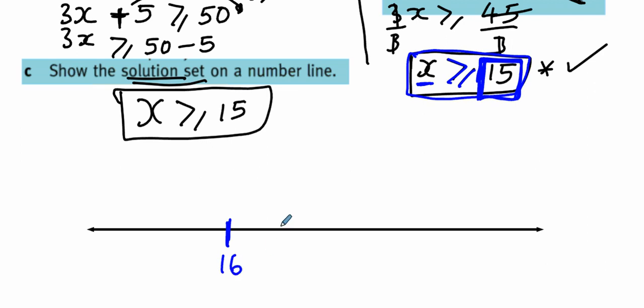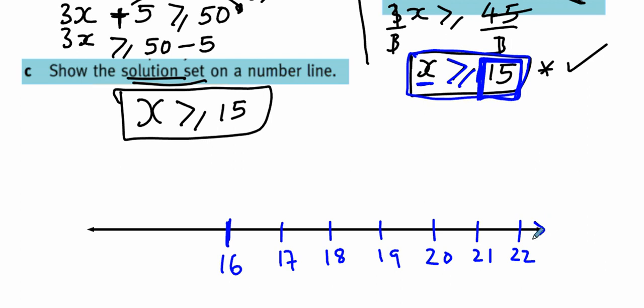The numbers which are greater than 15 are 16, 17, 18, 19, 20, 21, 22. Can you see an arrow here? This means that these numbers which are greater than 15 are plenty. They go to infinity. Okay, now remember our starting number is 15.